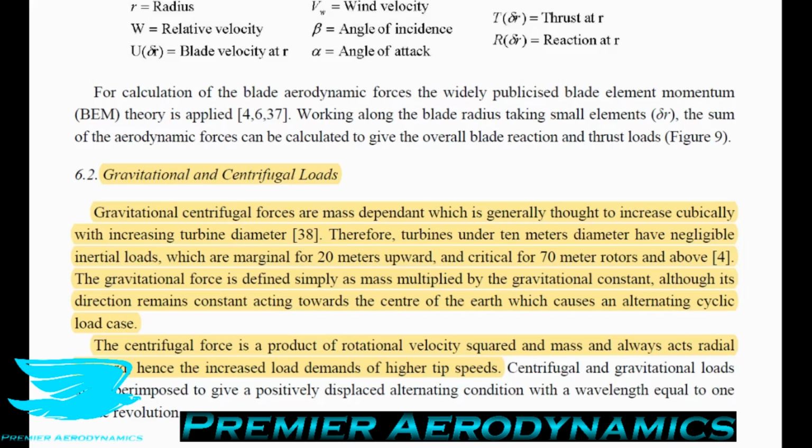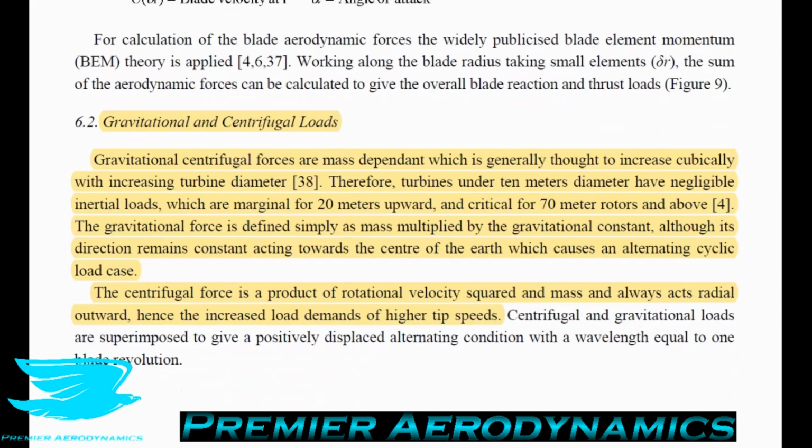So the gravitational forces are defined as simply the mass multiplied by the gravitational constant, although its direction remains constantly acting towards the center of the Earth, which causes this alternative cyclic loading case. So in other words, what they're saying here, as the blades go around, because it's being pulled towards the ground, when one blade reaches the peak, the top, the force is at a certain angle. When it rotates around a little bit, it's at a different angle. When it goes down below, it's at again a different angle. So there's a cyclical loading fashion.